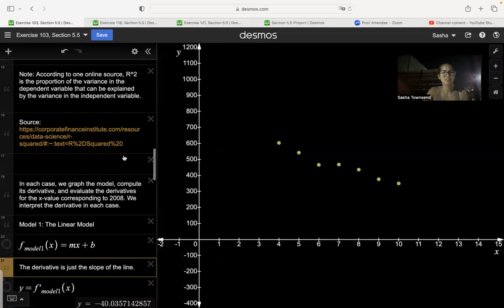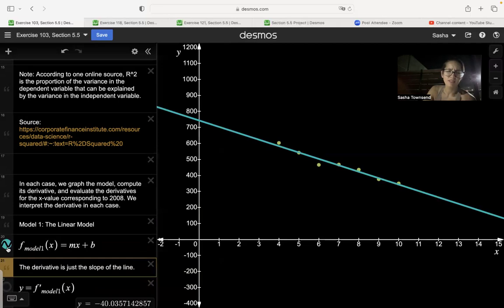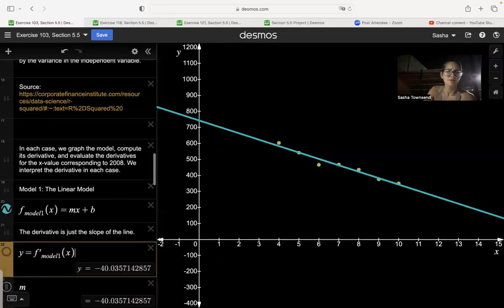Well, with the first model, it's just a line, right? We say, okay, well, what is the derivative? It's the slope of the line. So if you take the derivative of the f for that first model, you just get the slope, which is that negative 40.